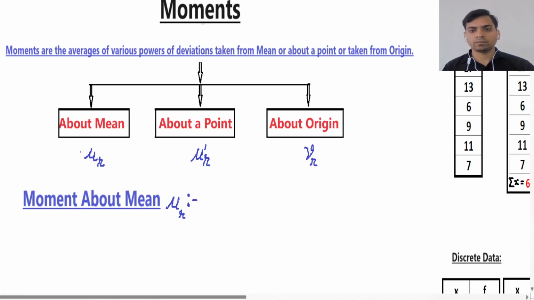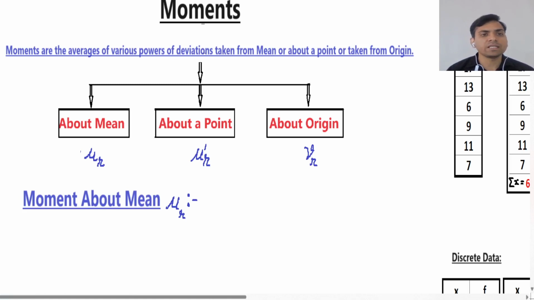Hello everyone. In this lecture we will see moments, especially moments about mean. So moment is in three categories. First is about mean, second is about a point, and third is about origin.